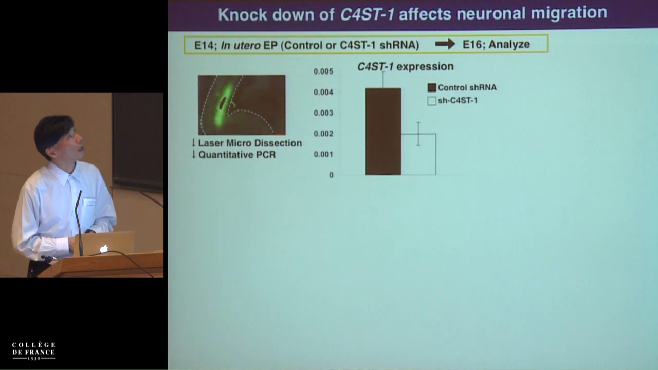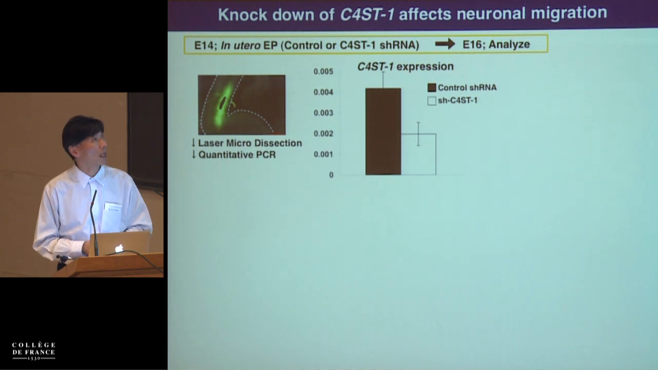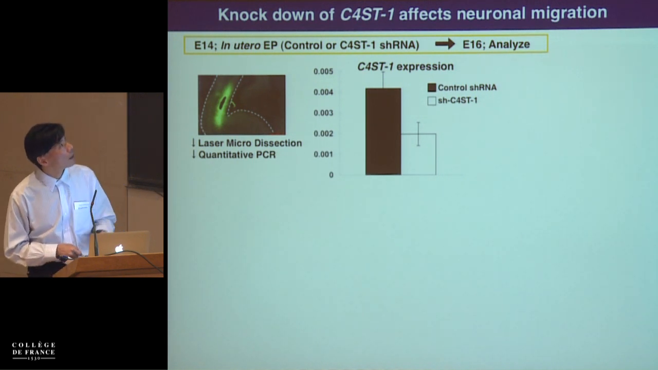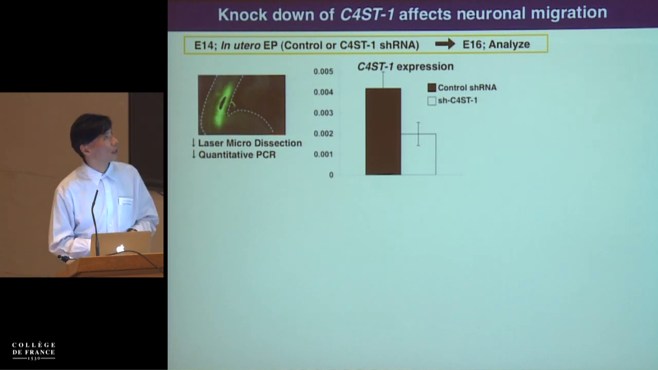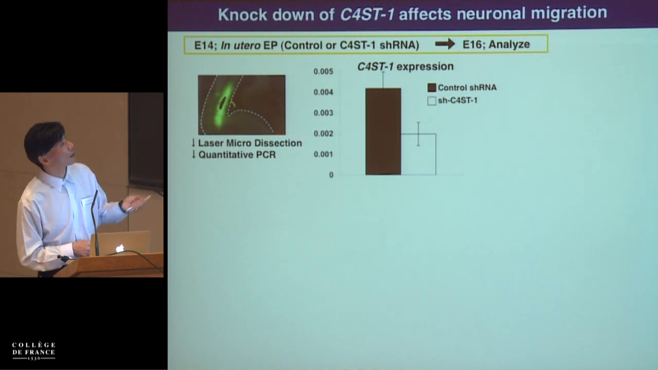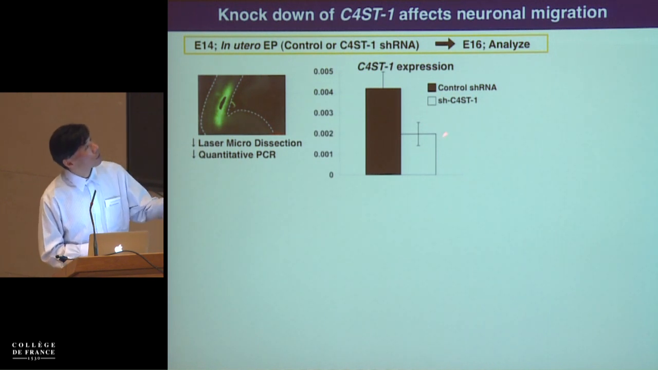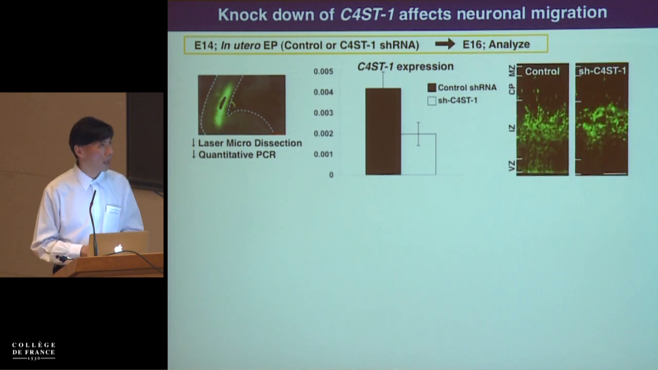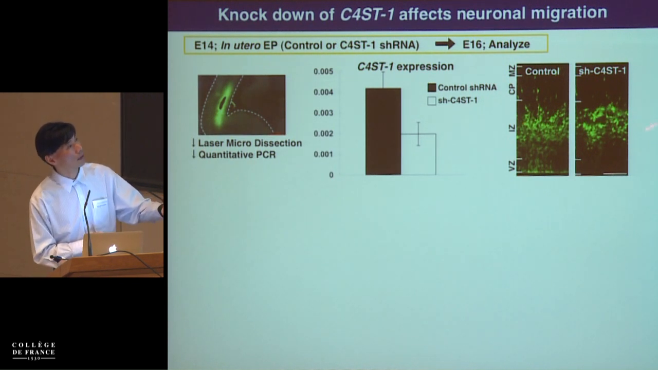So we examined whether the knockdown of C4ST1 may affect the neuronal migration. Two days after transfection with short hairpin RNA against C4ST1, we collected a transfected region by laser microdissection, and C4ST1 expression was examined by a quantitative RT-PCR. C4ST1 expression was significantly reduced in the area transfected. However, the initial phase of migration was not affected by C4ST1 knockdown.